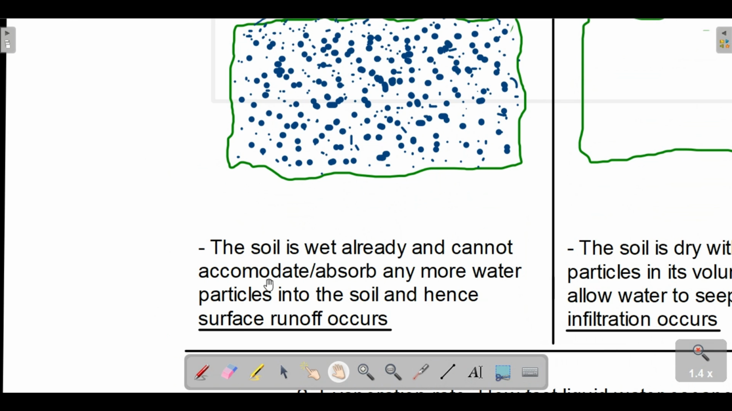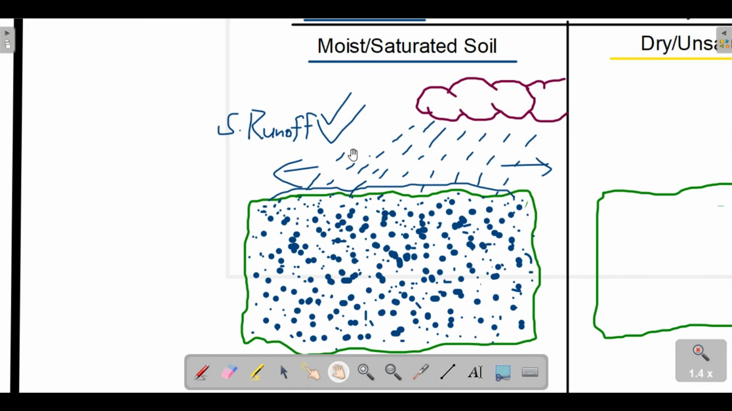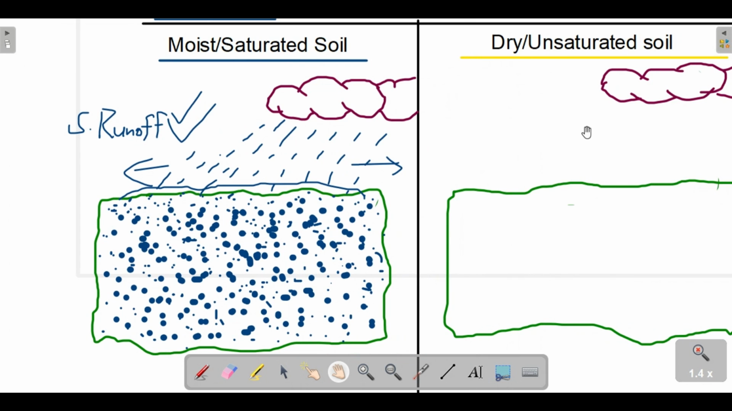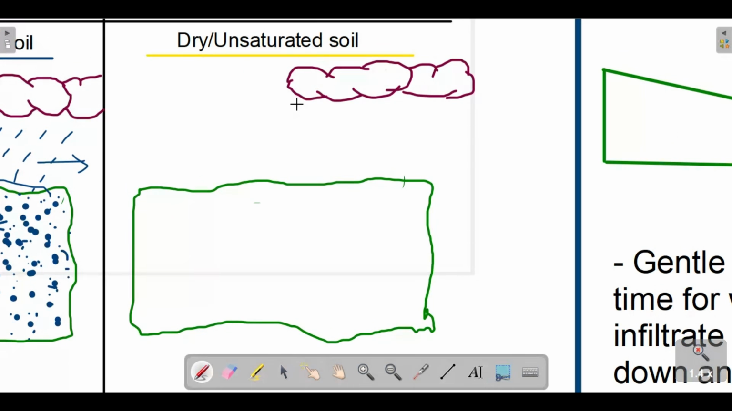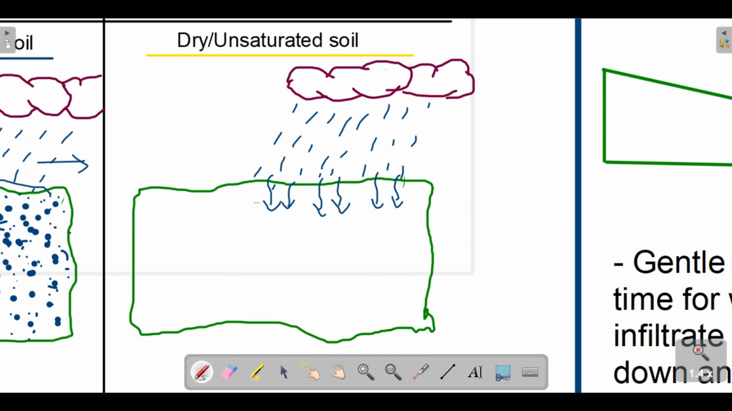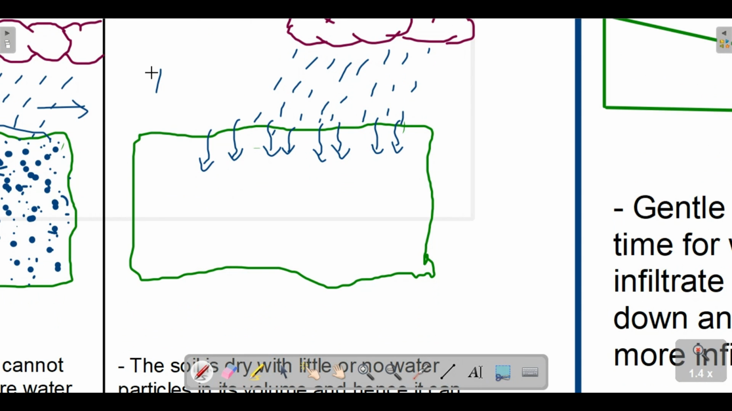The soil is wet already and cannot accommodate or absorb any more water particles into the soil, and hence surface runoff occurs. So that is when you have a moist or saturated soil. Now, when you have a dry, unsaturated soil, infiltration is indeed promoted because the soil has enough space for these water particles to enter or to be absorbed into it. Okay, because this is dry, the soil absorbs these water particles, and hence we see infiltration occurring, right? So no surface runoff will occur, but rather infiltration is promoted here.